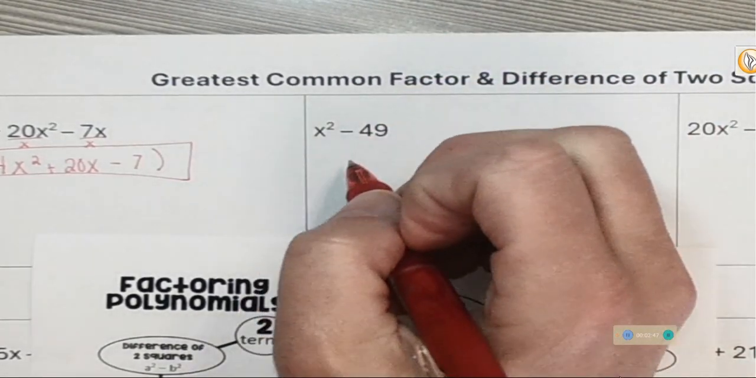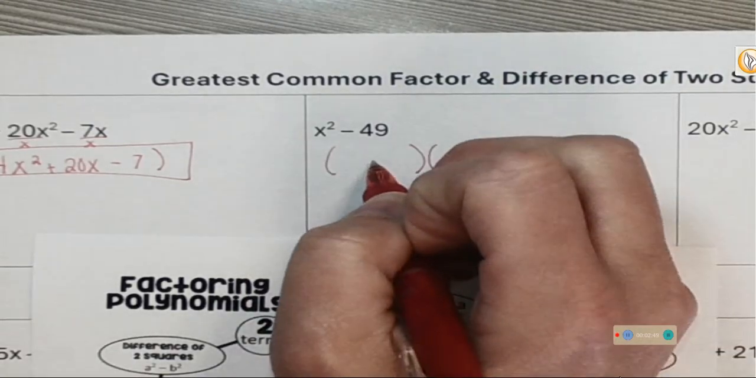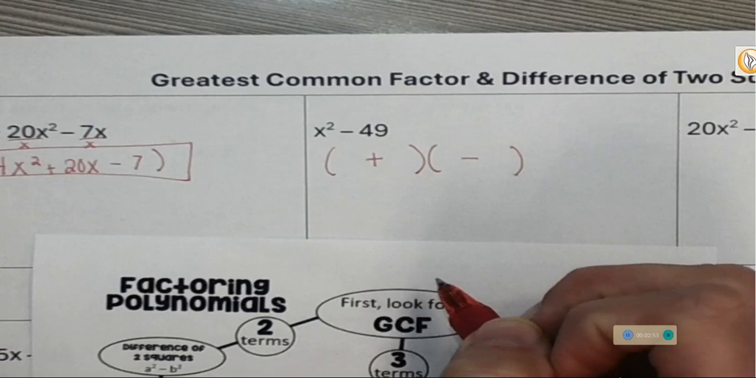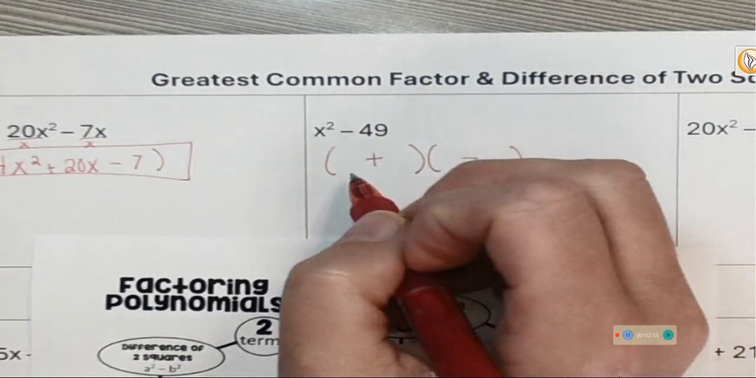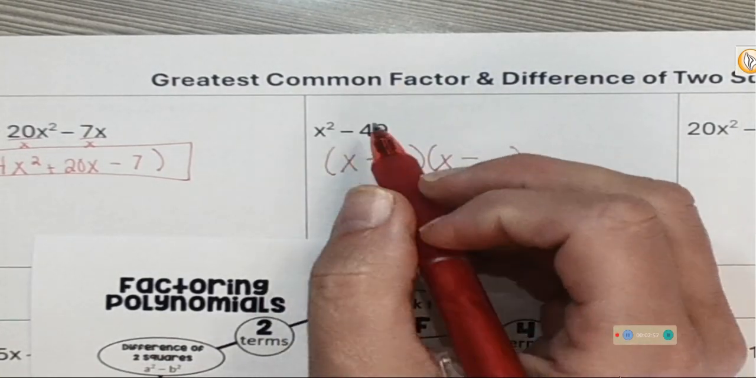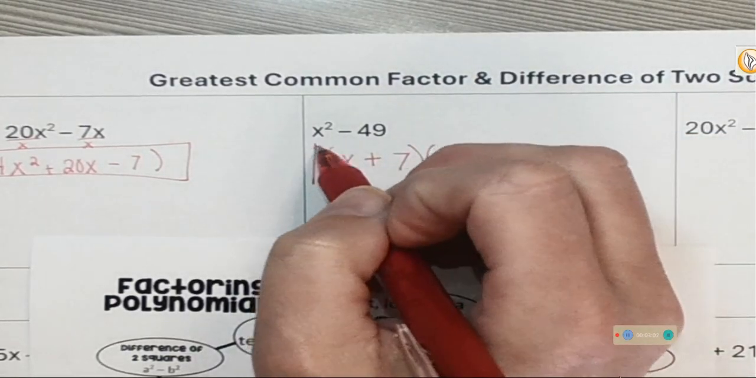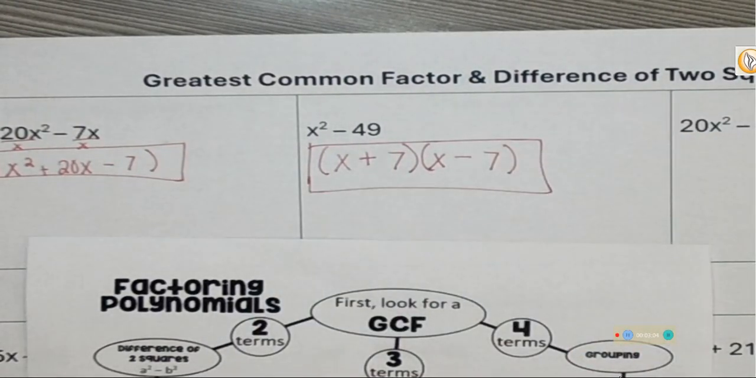Because of that, you will have 2 parentheses. One will get a plus and one will have a minus because the opposites make the linear term disappear. The square root of x squared is x times x. The square root of 49 is 7 times 7. That is as factored as that can be.